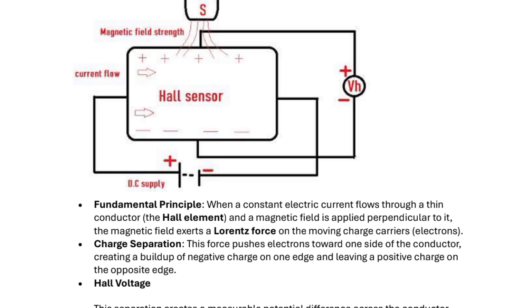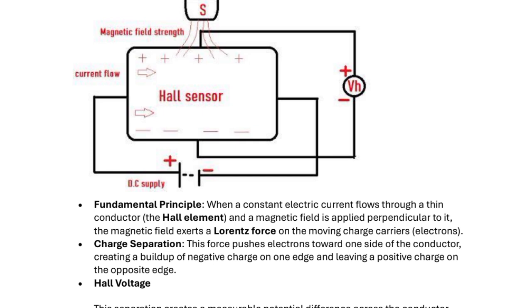So what is the main principle involved in the Hall effect sensor? When a constant electric current flows through the conductor and the magnetic field applied is perpendicular to it, the current and the magnetic field are perpendicular to each other. The magnetic field exerts a Lorentz force on the moving charge carriers. Now see here how the charge separation happens.